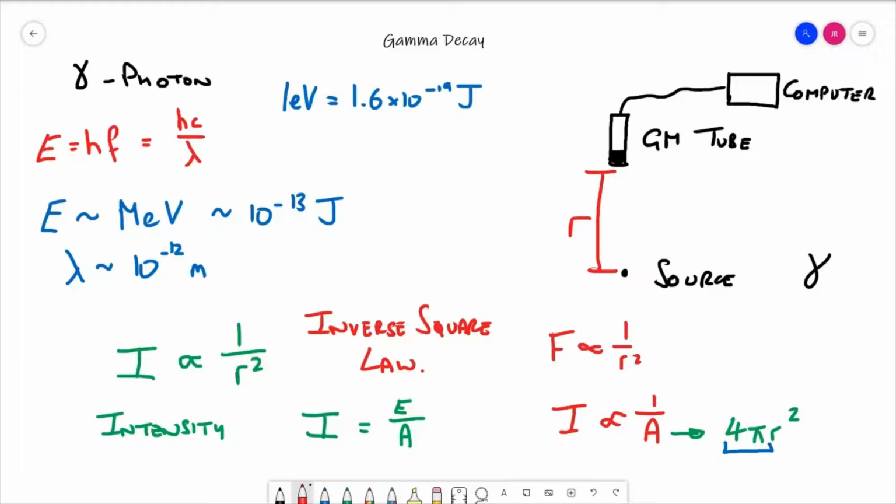The idea then behind how an inverse square law works is exactly the same. Just like we said before, if you were to double the distance, you would have a quarter of the intensity of gamma radiation. If you were to triple the distance, you would have a ninth, quadruple the distance, a 16th of the intensity, and so on.